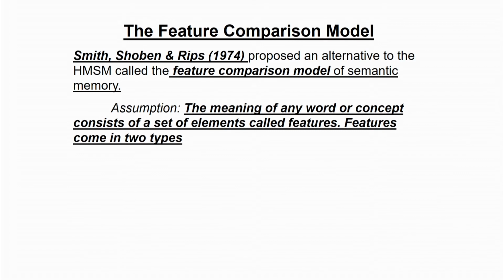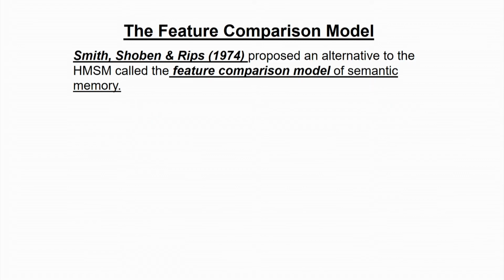So, since these violations were there, another model called the feature comparison model was proposed, which would solve some of the problems of the hierarchical semantic network model. So, what was the model like? Smith, Shoben and Rips proposed an alternative to the hierarchical semantic model, which was called the feature comparison model of semantic memory.